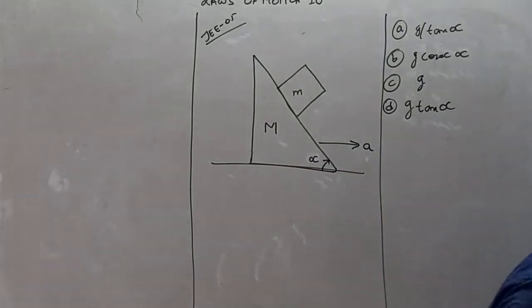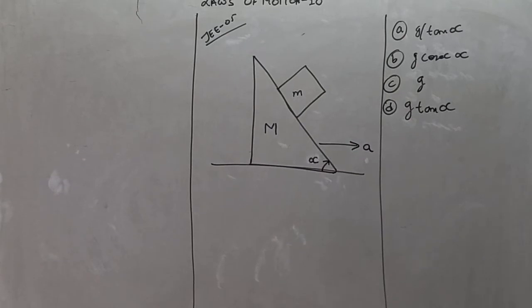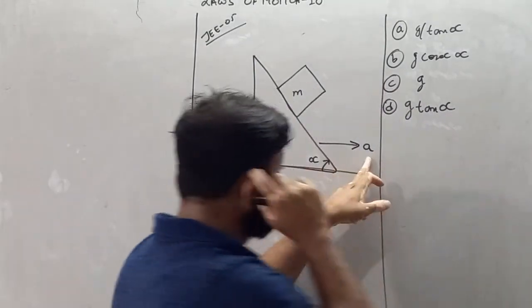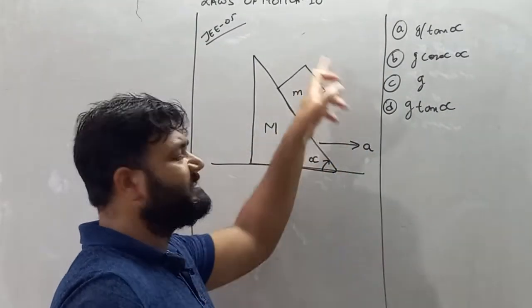So my dear student, try to understand the question. The question says there is an inclined plane whose mass is capital M. On the inclined plane a mass is there and the inclined plane is accelerating. So they are asking what is the value of acceleration of this inclined plane so the block remains at rest.